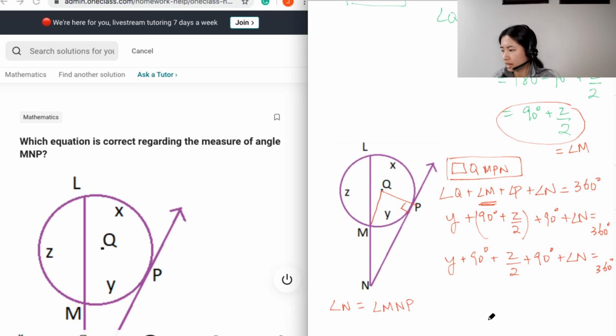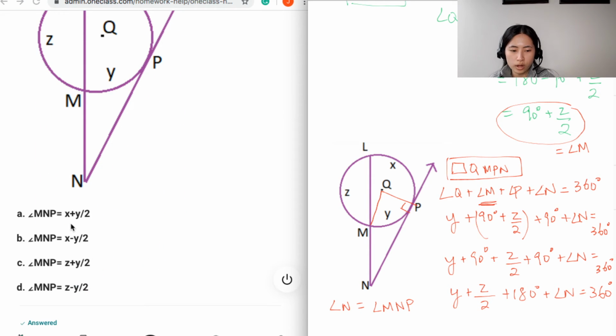So now we're going to say this 90 and 90 would give us 180, right? So we have Y plus Z over 2, then 180, plus angle N, which is equal to 360. Okay, now hold on. We still have this Z, right? Because if you look at our answers, we only wanted X, Z, and Y: X plus Y, X minus Y, or the combination of Z and Y. So we still have to figure this out.